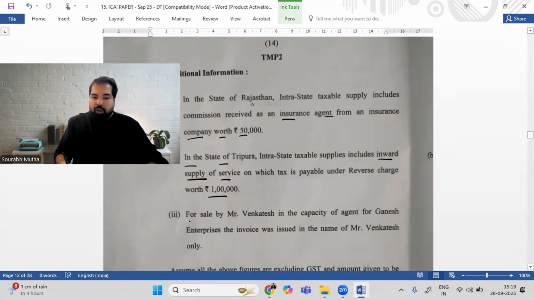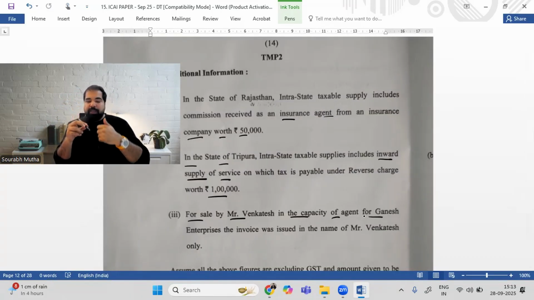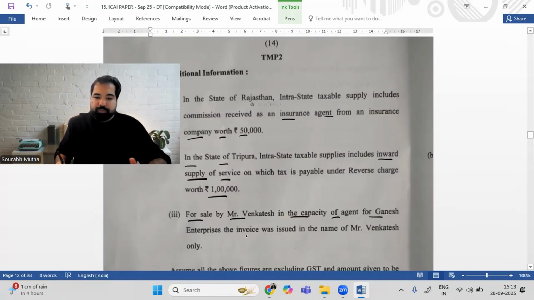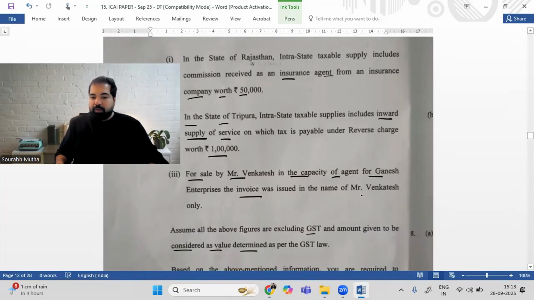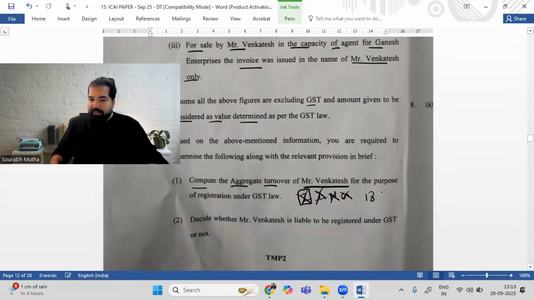All right. Any other? For sale by Mr. Venkatesh in the capacity of agent, guys, even in the capacity of an agent. Example, if I'm selling these branded Reynolds pens and I have my own pens, my aggregate turnover is both the turnovers. So the invoice was issued in the name of Mr. Venkatesh. Perfect, no problem here. And the aggregate turnover is 18 lakhs.